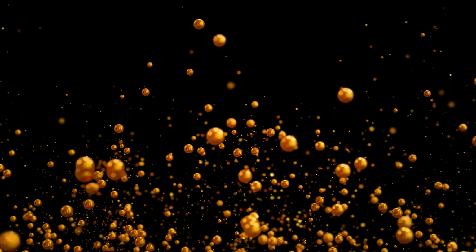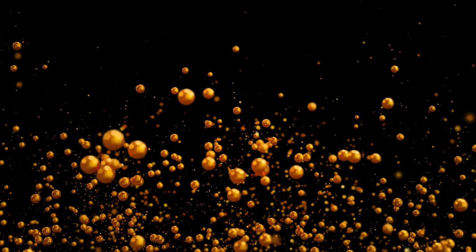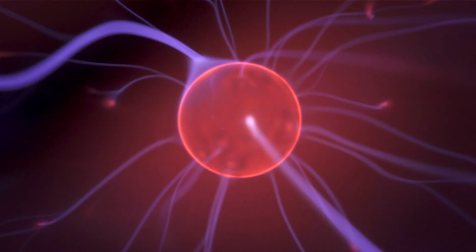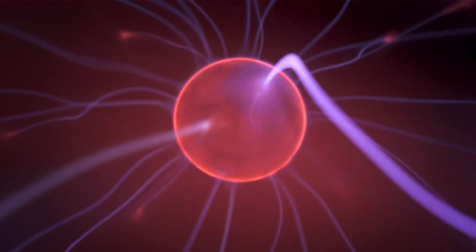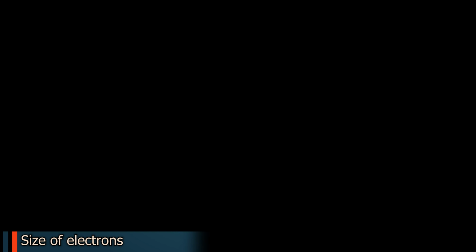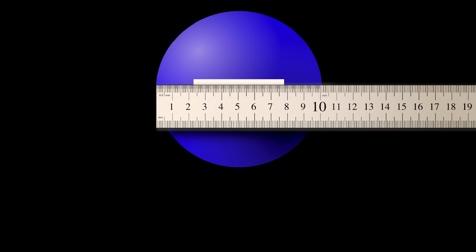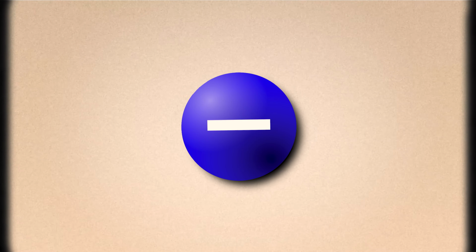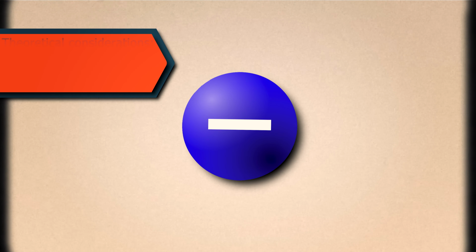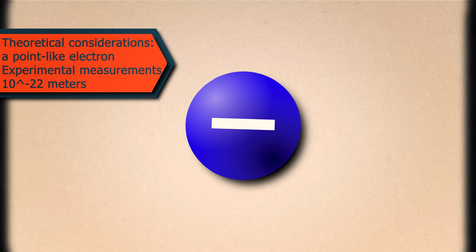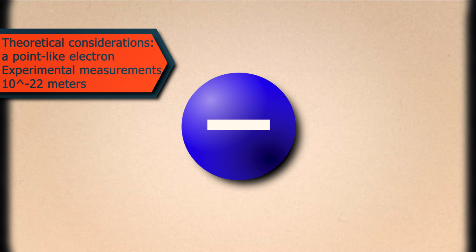Furthermore, not all electrons are bound to atoms. Some exist independently in a free state, often accompanying ions in a state of matter referred to as plasma. The electron's radius is a complex problem in theoretical physics. Theoretical considerations suggest a point-like electron, while experimental measurements suggest an upper limit of 10 to the power of minus 22 meters.